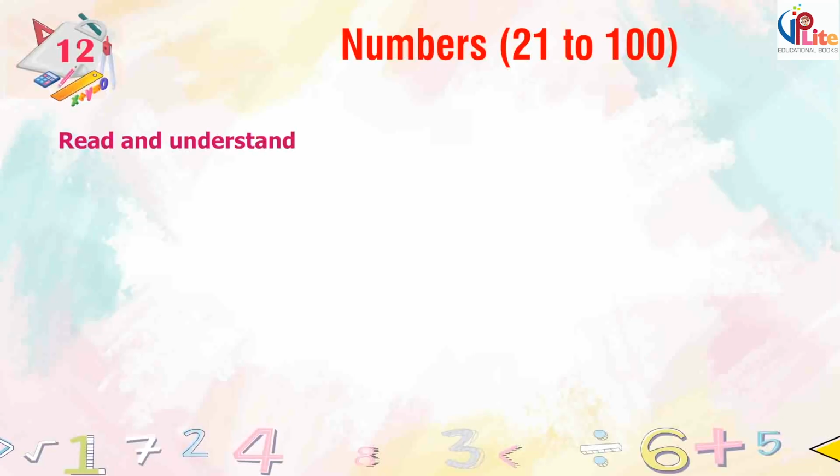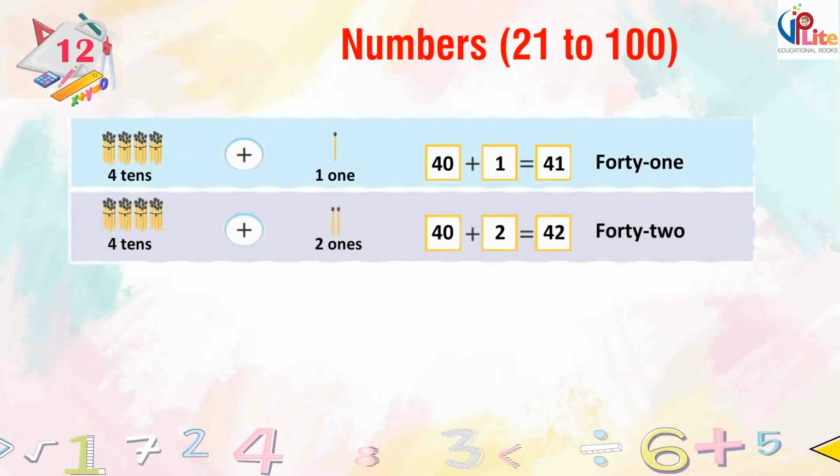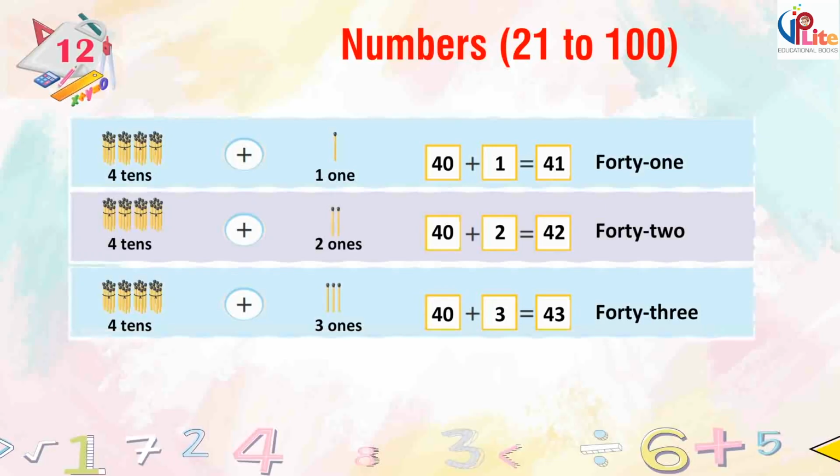Read and understand the numbers from 41 to 50. 4 tens plus 1 one, 40 plus 1 is equal to 41. 4 tens plus 2 ones, 40 plus 2 is equal to 42. 4 tens plus 3 ones, 40 plus 3 is equal to 43.